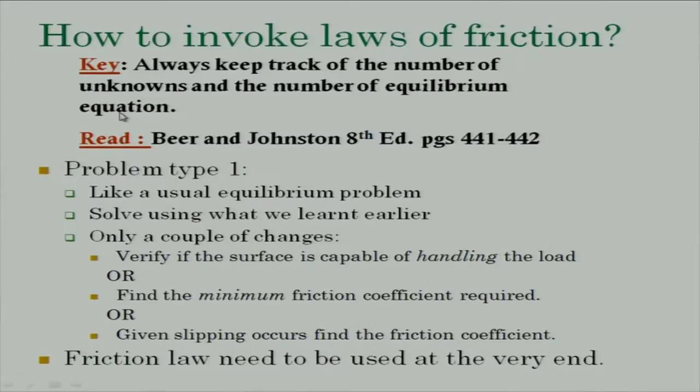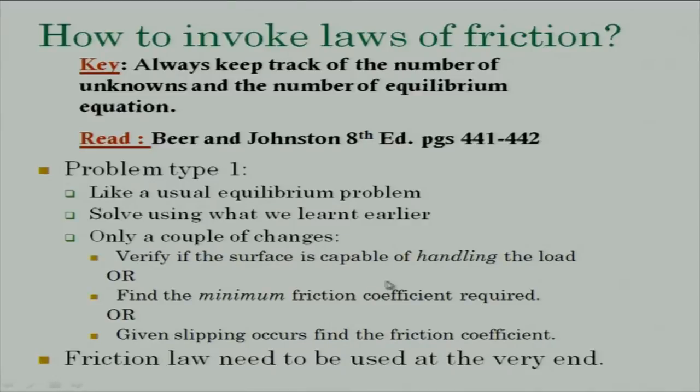So after discussing with many students and our colleagues, reading Beer and Johnston, we realize that typically we can invoke laws of friction in different ways. So problem type one, let us call it one for the lack of any fancy term. It's like a usual equilibrium problem, whatever we have done in the class till now. We just solve those problems without even thinking about friction. Then the problem statement is such that you will be asked to verify if a particular surface is capable of handling that load. What does that mean? At that particular surface, the friction divided by normal reaction should be less than or equal to mu.